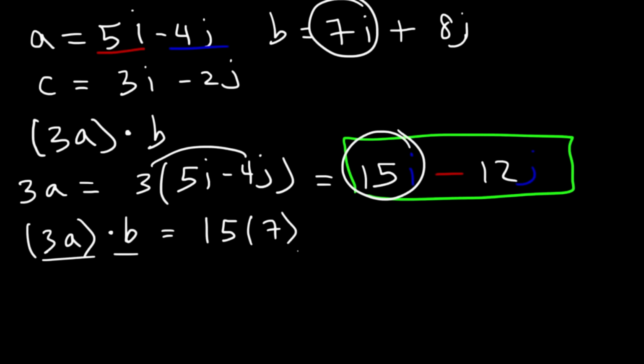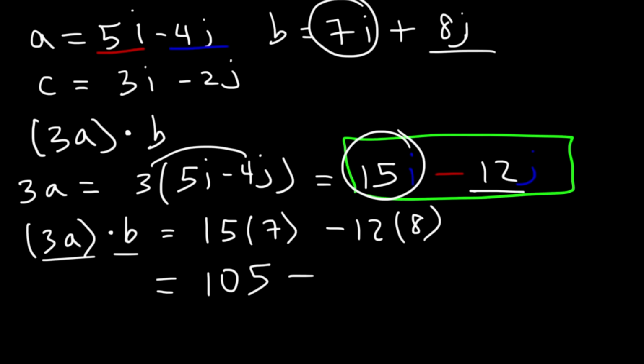The y component of 3a is negative 12. And the y component of b is 8. 15 times 7, that's 105. 12 times 8 is 96. 105 minus 96, that's 9. So that's the dot product between 3a and b.